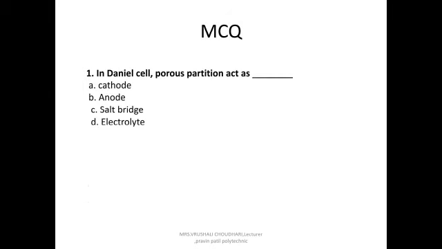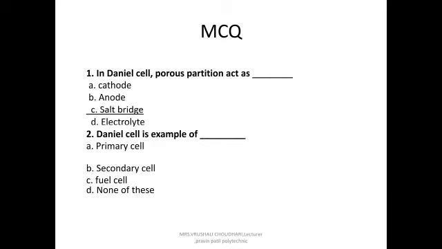MCQ based on this: in a Daniell cell, a porous partition acts as a salt bridge. Daniell cell is an example of a rechargeable cell or non-rechargeable cell? It is a non-rechargeable cell. So it is a primary type of cell.